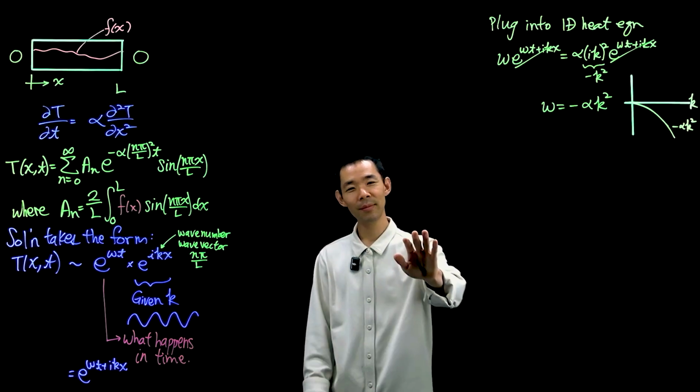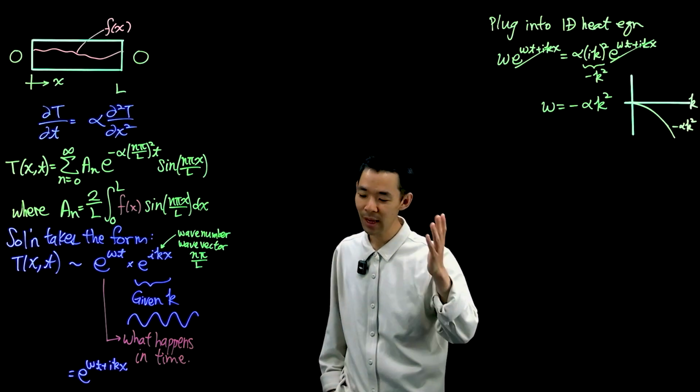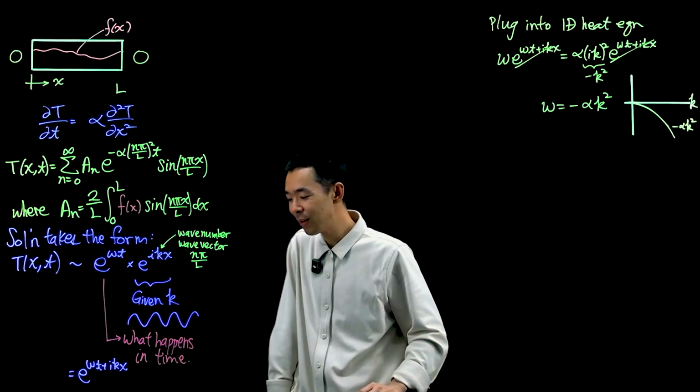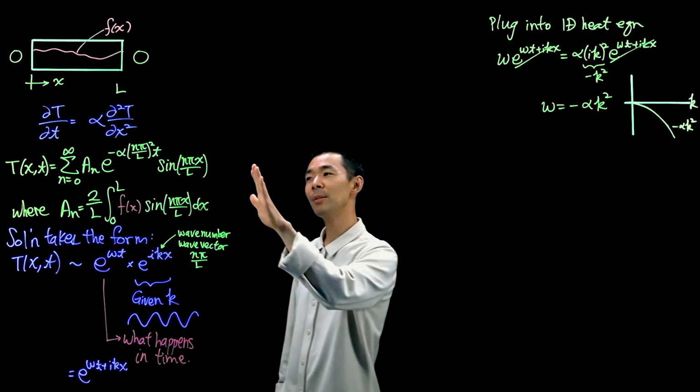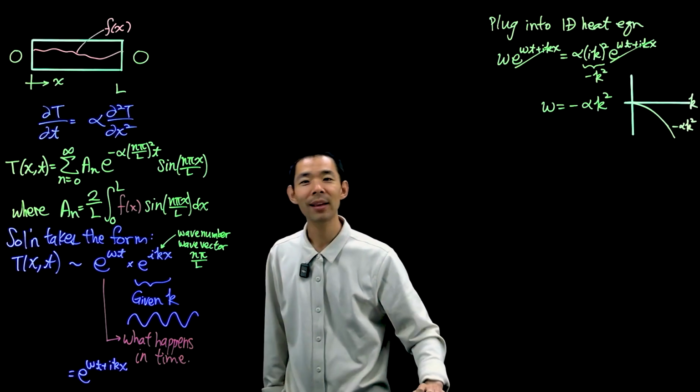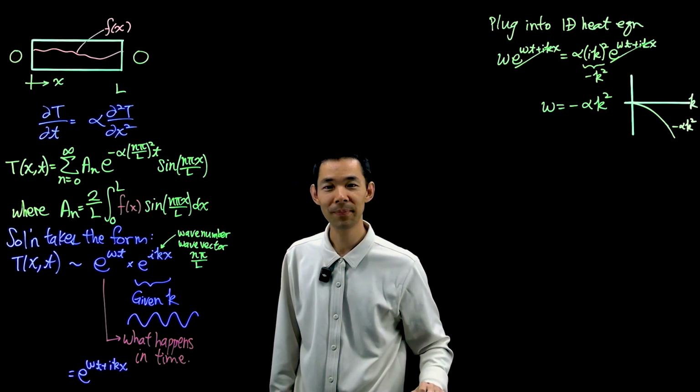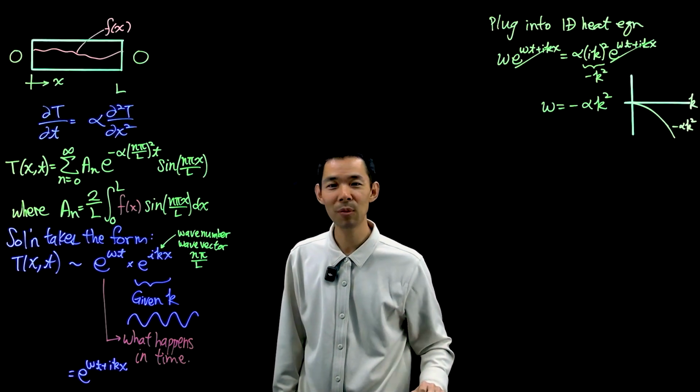Suppose you're an amazing engineer, and many of you are. You're going to go out there and do some amazing things for science and engineering. Suppose that you're able to make a material with a negative viscosity or negative thermal conductivity.